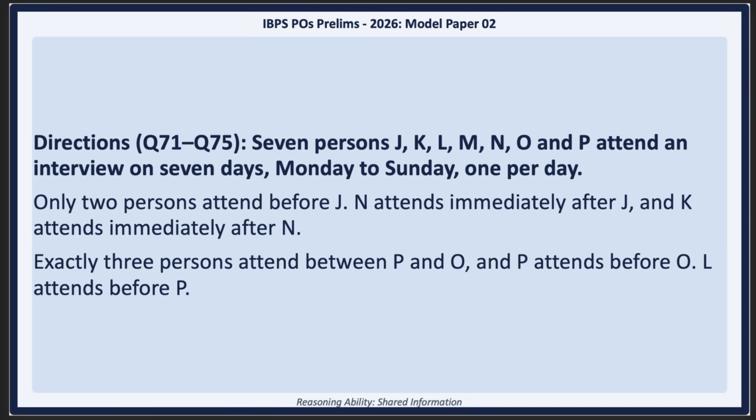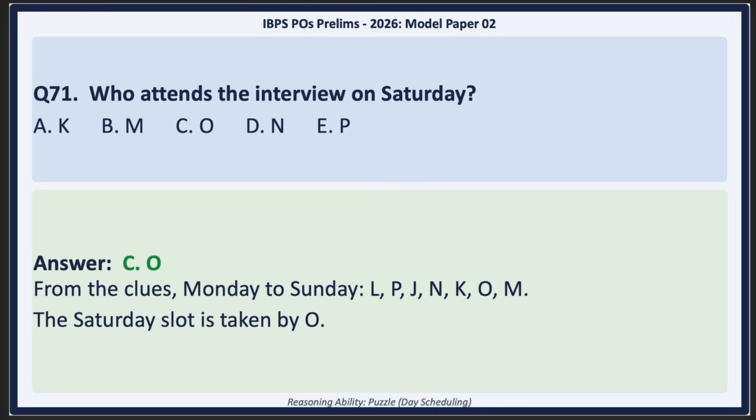And the dominoes fall again. N is after J, K is after N, and so on. So when the dust settles, the timeline from Monday to Sunday is L, P, J, N, K, O, M. And once again, the exam fires off those quick retrieval questions. Right, so question 71, who is on Saturday? That's O. Question 72, who takes Sunday?